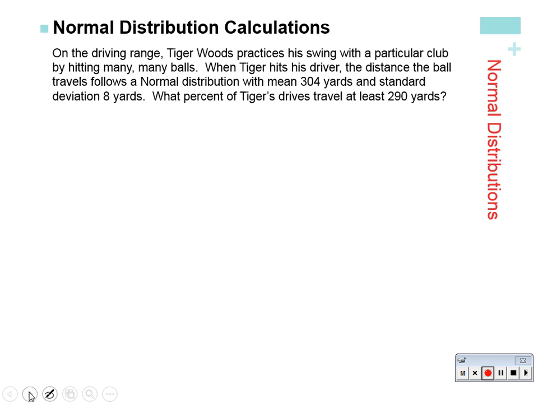So here's an example, and the question says, on the driving range, Tiger Woods practices his swings with a particular club by hitting many, many balls. When Tiger hits his driver, the distance the ball travels follows a normal distribution with a mean of 304 yards and a standard deviation of 8 yards. And so the question says, what percent of Tiger's drives travel at least 290 yards?